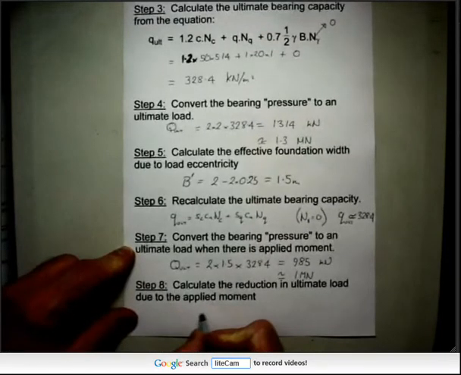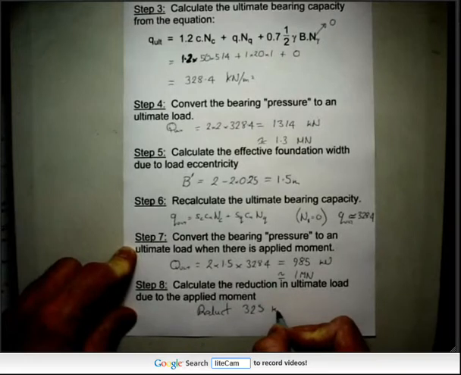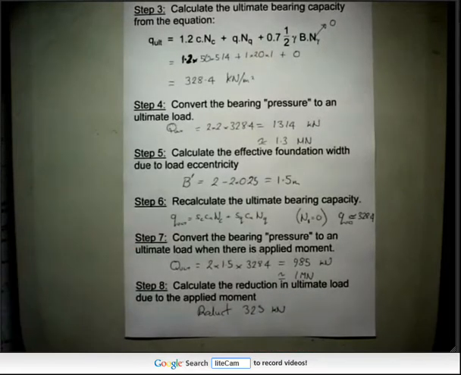The reduction in ultimate load due to the applied moment is 325 kilonewtons. So there's been a 25% drop in the bearing capacity of that footing because of load eccentricity. If the eccentricity occurs in the worst case loading scenario, then you're going to have to change the design of the foundation.